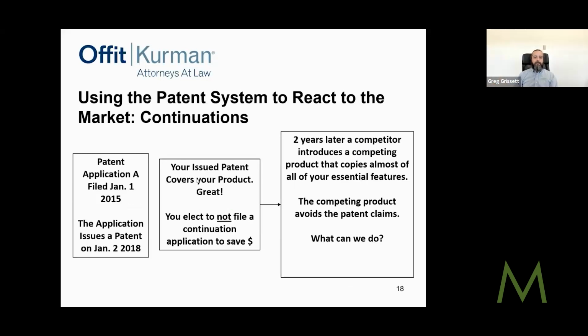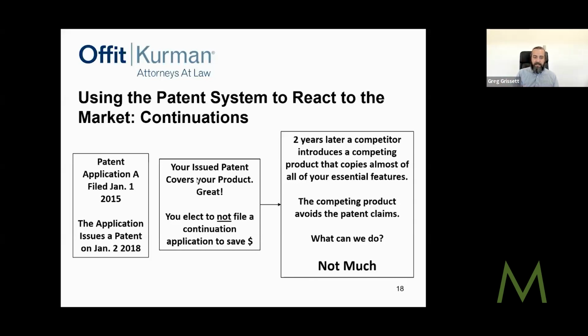All right, first example, we file patent application A. It issues as a patent in 2018. Covers your product, great. You choose not to file a continuation, save money. That's fine. Two years later, competitor enters the market. They copy just about everything of your product, but somehow avoid the patent claim, which is possible. But what can you do? Well, without continuations pending, there's really not much. There are some limited circumstances that you can reissue an application and bring it back to examination, but there's significant risk with that. You're really kind of stuck.